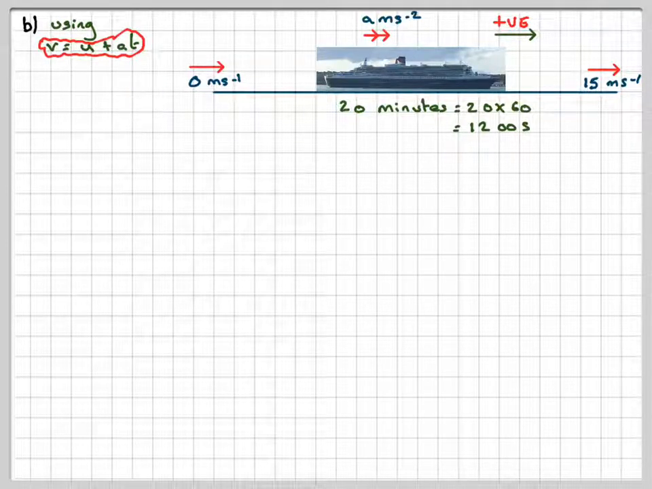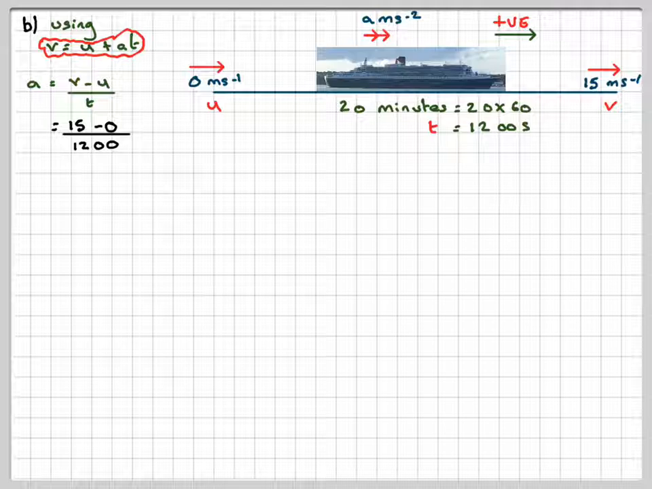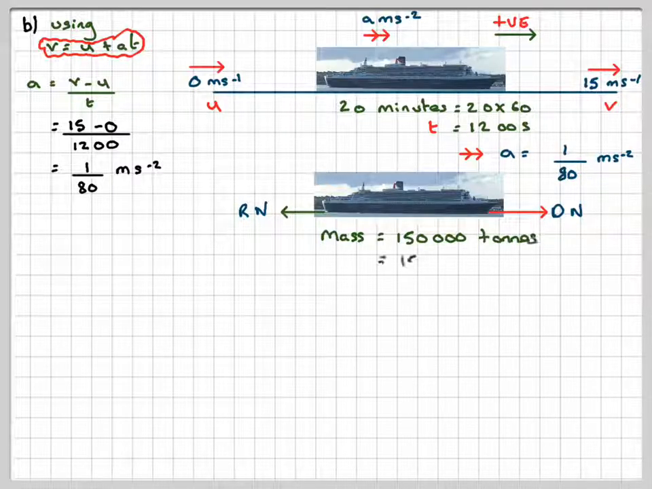v is equal to u plus at. Therefore, a will be v minus u over t. So this is u, this is v, and this is t. So this time we're going to do 15 minus 0 over 1,200, which is going to give an acceleration of 1 over 80 meters per second squared. Our force diagram is the same as before, but this time the acceleration is 1 over 80 meters per second squared.